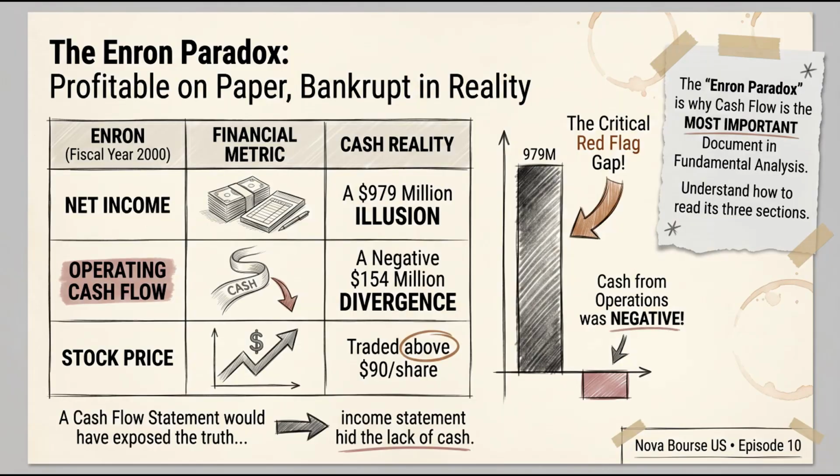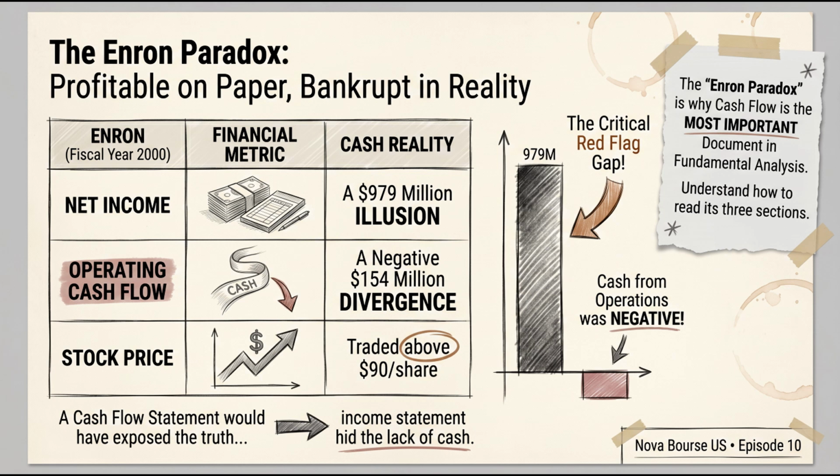To understand why this document is vital, look at the Enron paradox. In the fiscal year 2000, Enron reported $979 million in net income. However, its operating cash flow was actually negative $154 million. Despite this, the stock traded above $90 per share. Within 12 months, Enron filed for the largest corporate bankruptcy in United States history at that time. The cash flow statement would have exposed the truth that the income statement was actively hiding.